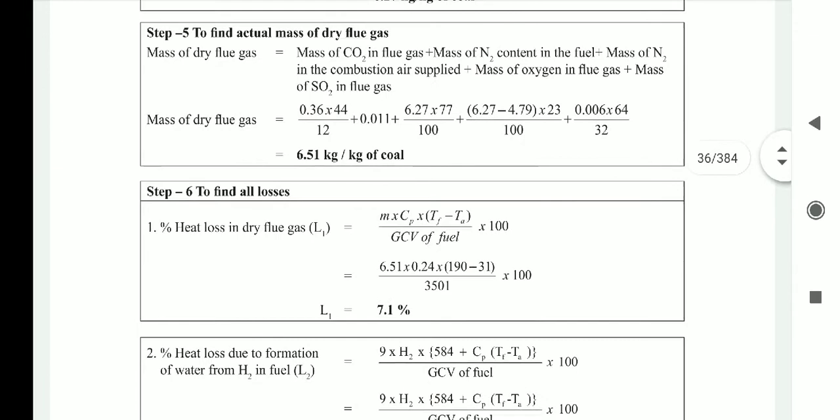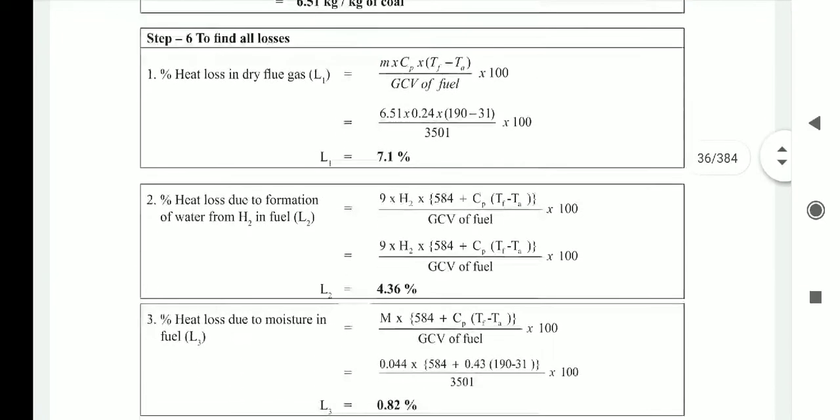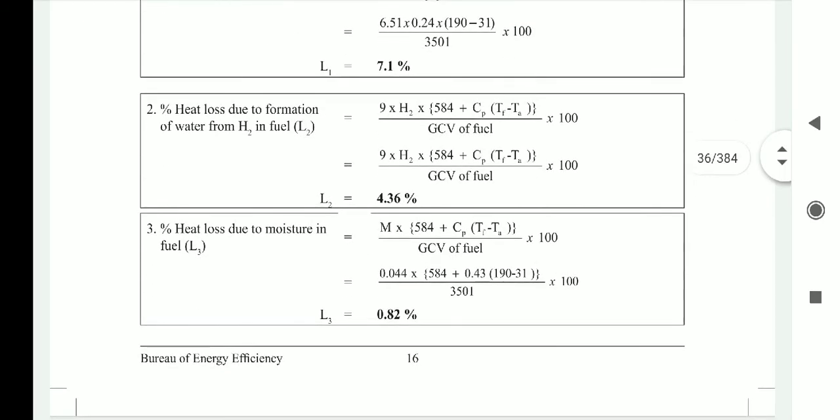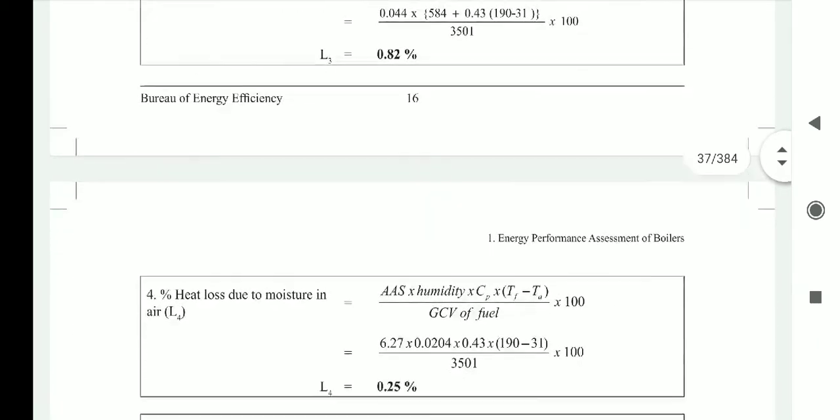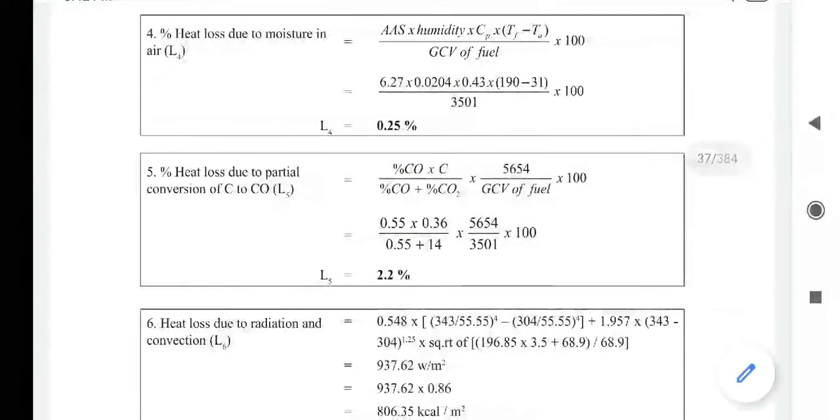Then to find all losses, first heat loss in dry flue gases, with the formula we have 7.1%. Heat loss due to formation of water from H2 in fuel we have 4.36%. Here TF is flue gas temperature and TI is ambient temperature. And heat loss due to moisture in fuel, L3, is equal to 0.82% with the help of this formula. And heat loss due to moisture in air, with the help of formula we have 0.25%.